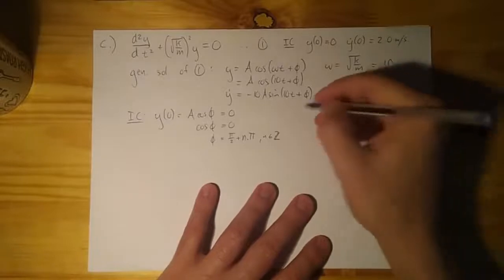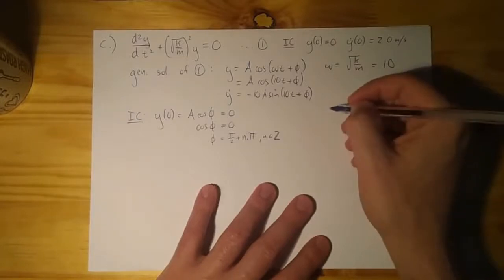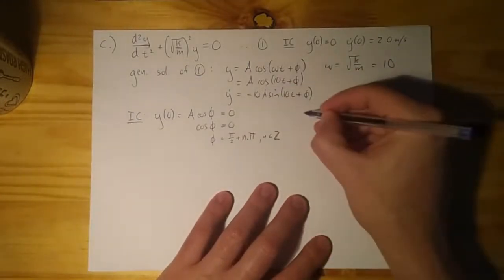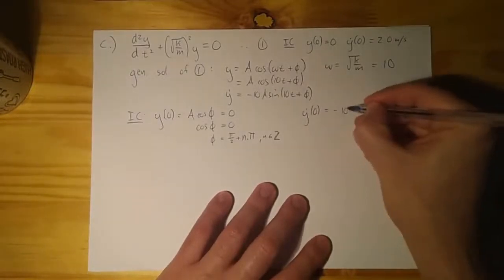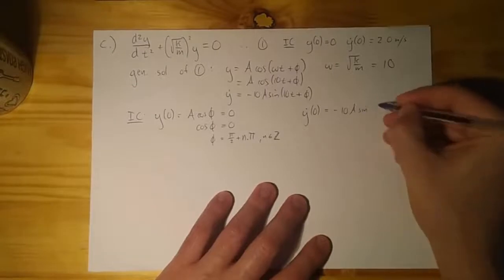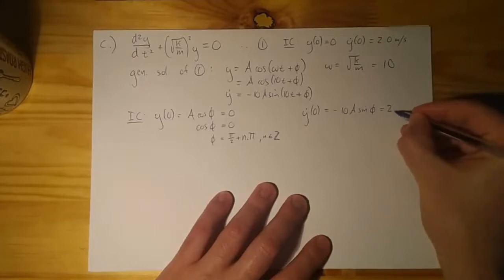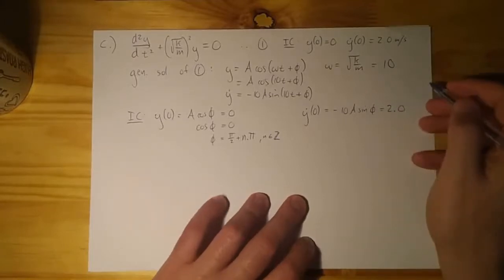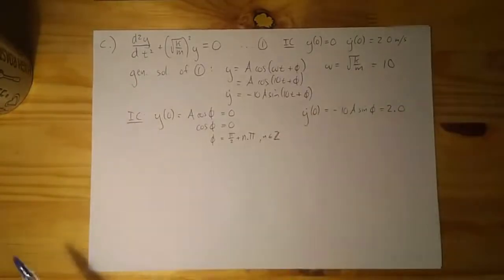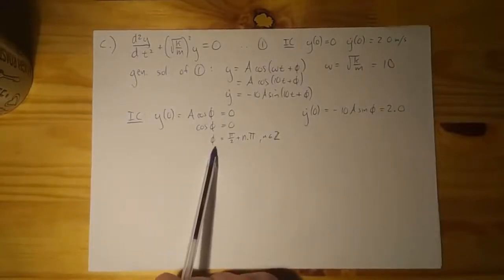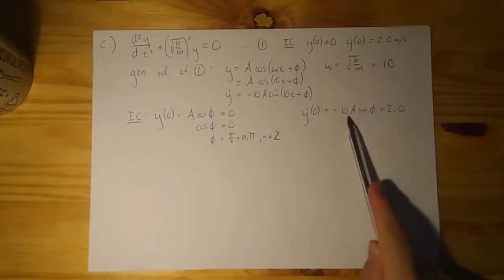All right, and the second condition, shall we put it up above? Let's put it on the side. So y prime of 0 is equal to minus 10a sine of phi, and this must be equal to 2.0. Good. Is that all correct? Yes, that's correct. So now what do we do? We've got possibilities for phi, and we've got this expression, and if I substitute any phi value in here, I can solve for a.